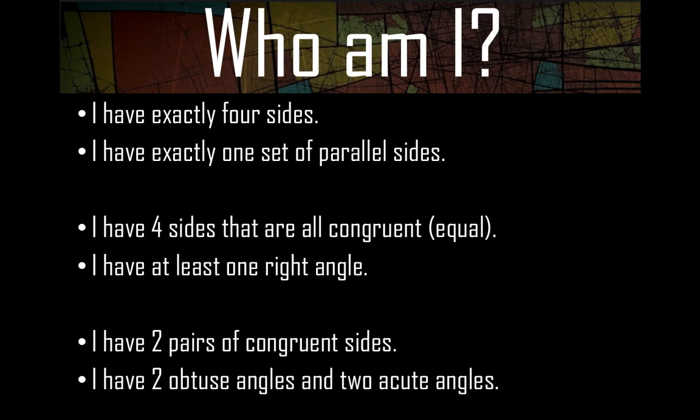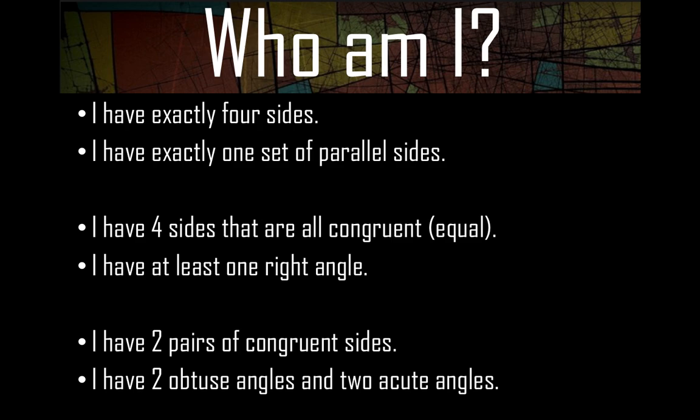Okay, so we're going to go back. I'm going to look at those. So the next one says I have 4 sides that are all congruent, and I have at least 1 right angle. Okay, and then last one, I have 2 pairs of congruent sides. I have 2 obtuse angles and 2 acute angles.